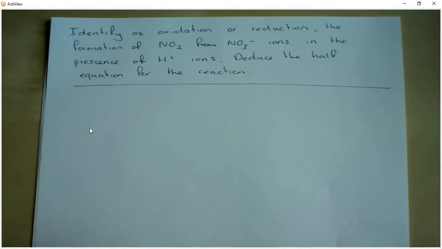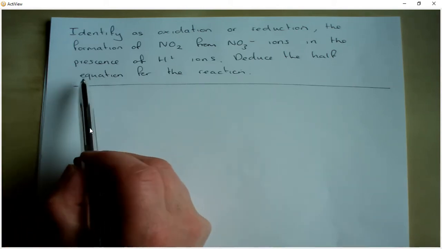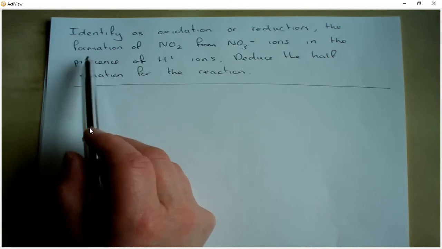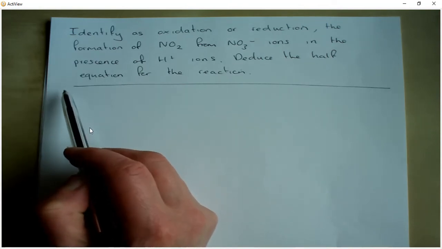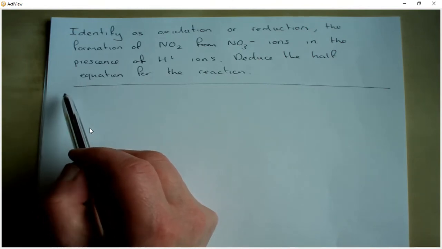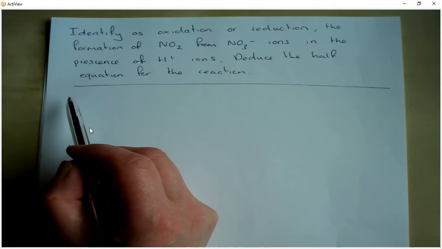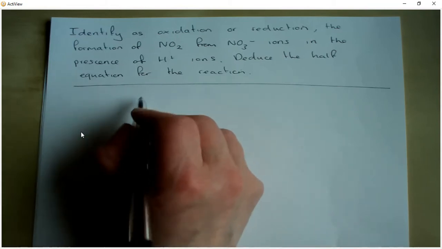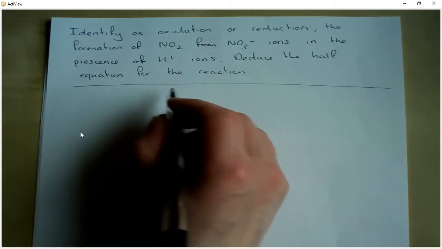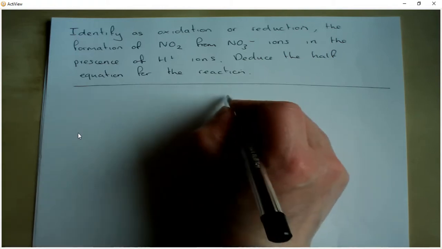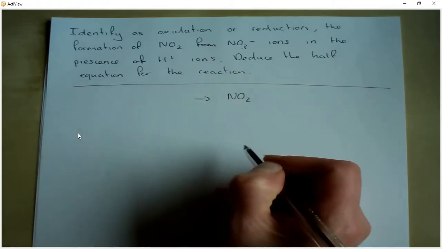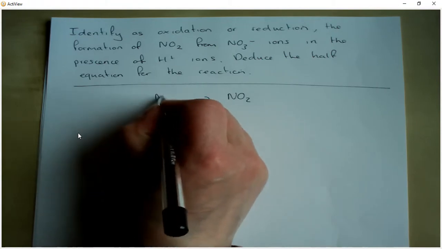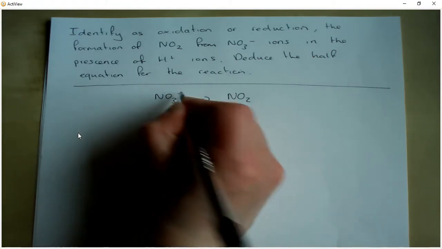Right, we're looking at one of the questions from the work that was set this week. The question is: identify as oxidation or reduction the formation of NO2 from NO3 minus ions in the presence of H plus ions, and then deduce the half equation. So first of all, looking at whether it's oxidation or reduction, we're forming NO2, which is on the right hand side, and we're starting from NO3 minus.